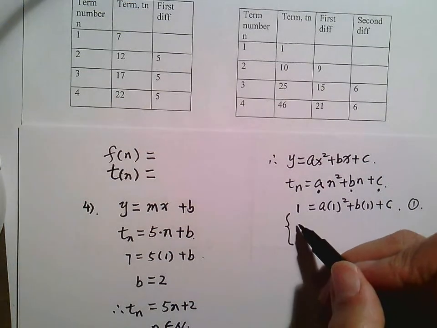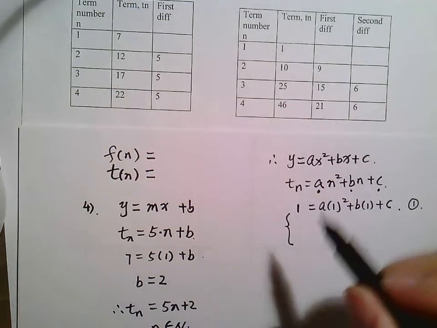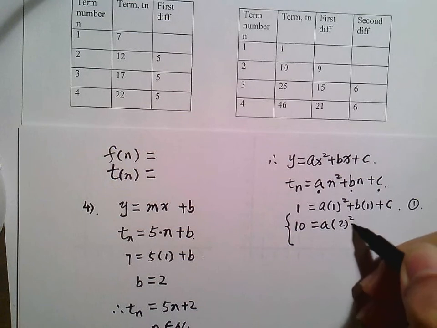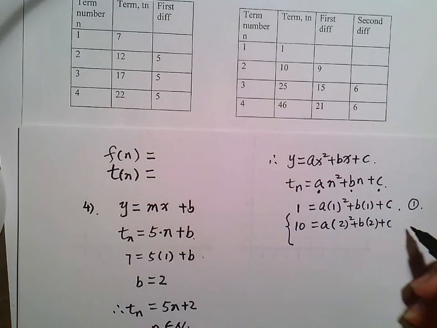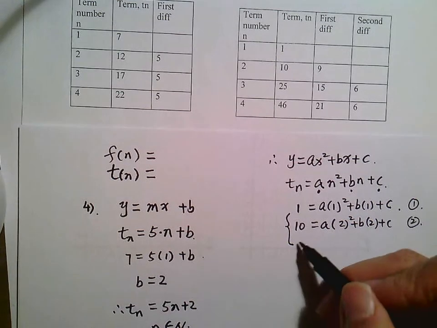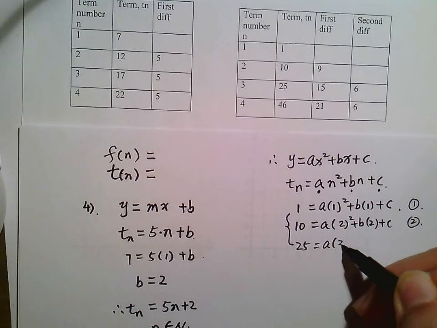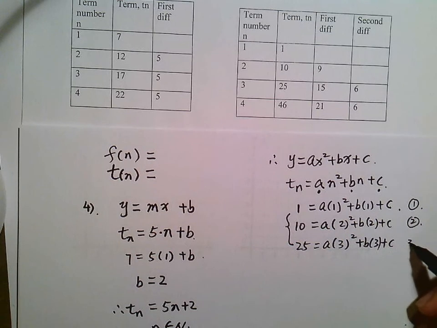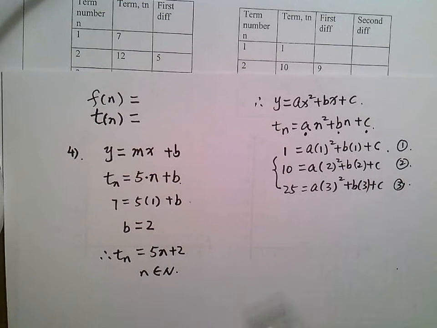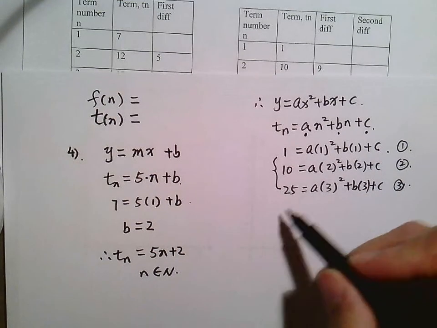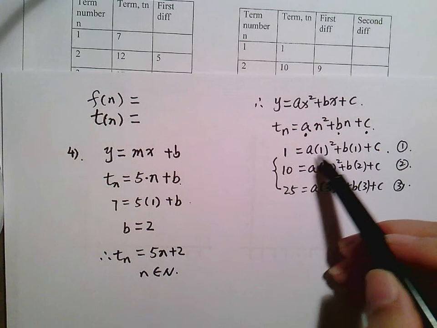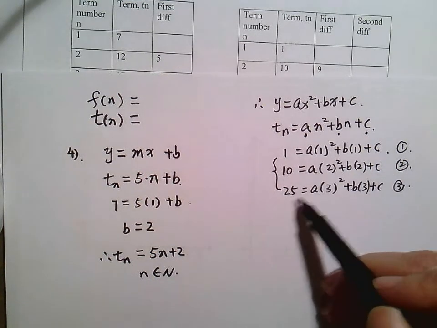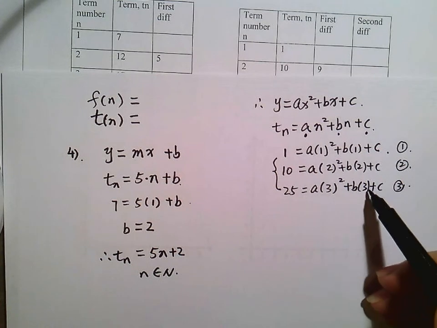Second equation: the second term is 10, so 10 equals a times 2 squared plus b times 2 plus c. And your third term is 25, so when the term number is 3, 25 equals a times 3 squared plus b times 3 plus c. Now we simplify this a little bit. You will get 1 equals a plus b plus c, 10 equals 4a plus 2b plus c, and 25 equals 9a plus 3b plus c.